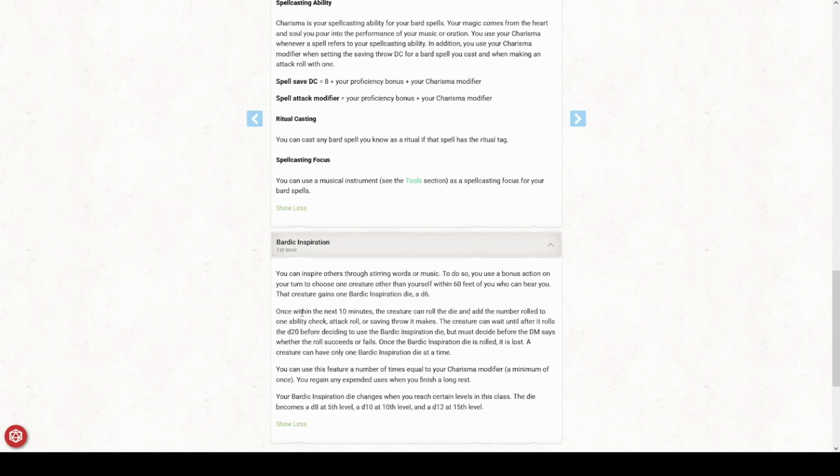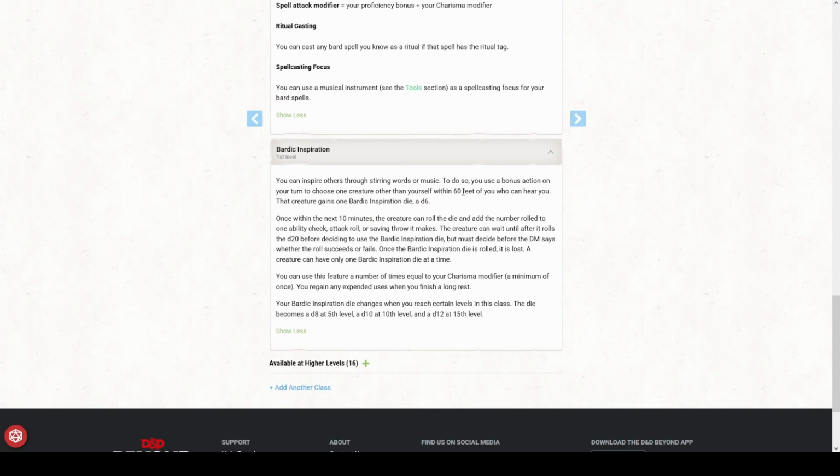Bardic inspiration. So this is the key feature of a bard. Bardic inspiration lets you inspire others through song or inspiring words. At first level, anyone within 60 feet, you get to let them add a d6 to a roll within the next 10 minutes. A creature can add the inspiration dice to their roll, an ability check, attack roll, or saving throw. At certain levels, bards get a new feature that changes how this works. I can go into that in a later thing, maybe when we decide to level up this character in a later video or stream or something.